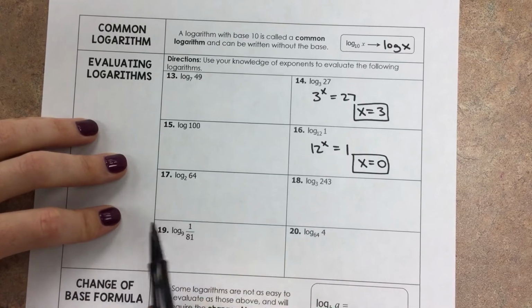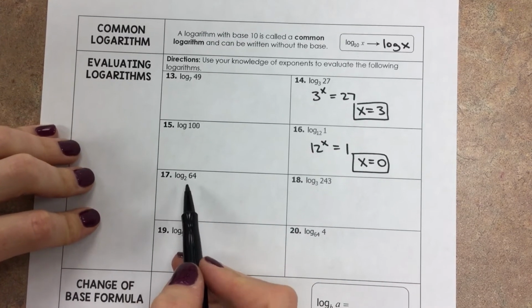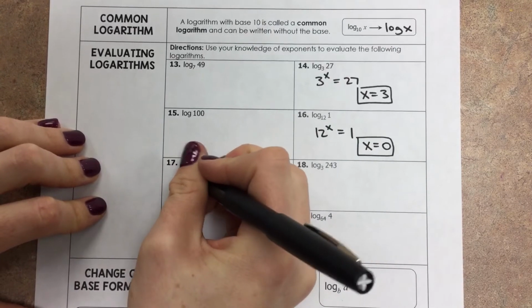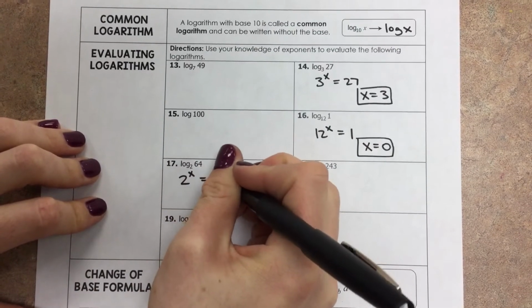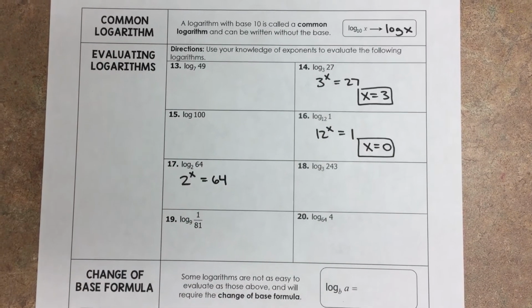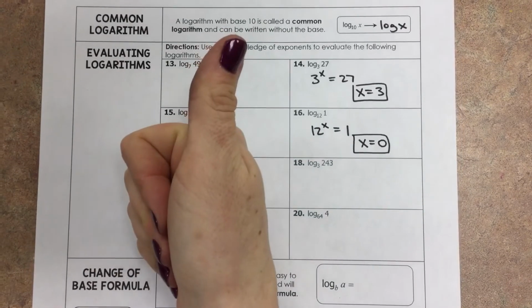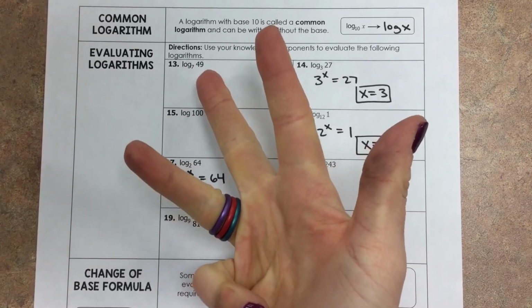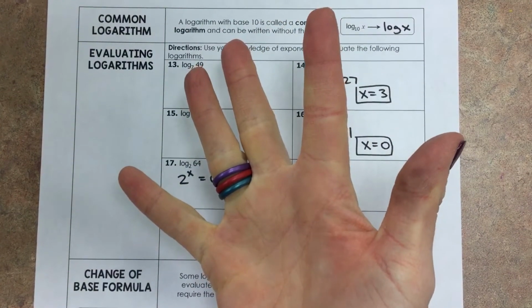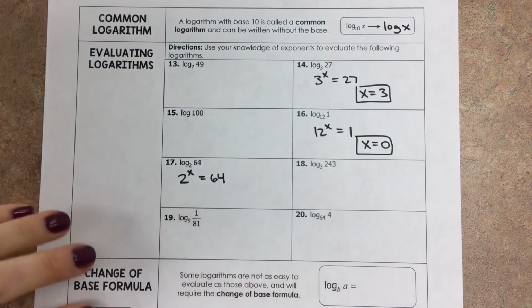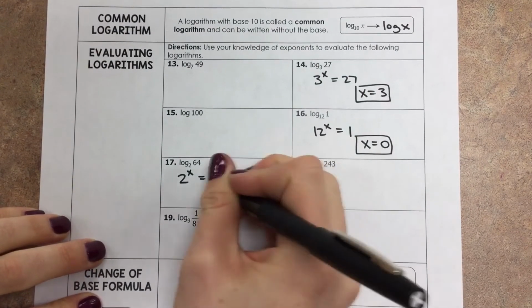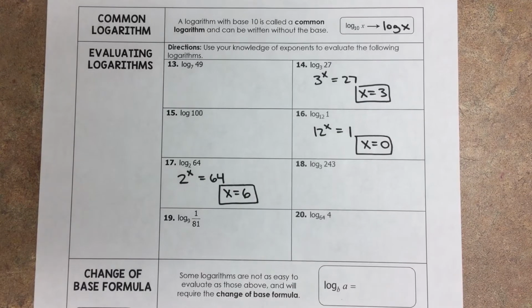Let's do number 17. Log base 2 of 64. What power of 2 equals 64? So to translate, what power of 2 gives us 64? You might not know this one, but let's count through some powers. 2 to the first is 2. 2 to the second is 4. 2 to the third is 8. 2 to the fourth is 16. 2 to the fifth is 32. And 2 to the sixth is 64. So that missing exponent, that missing power would be 6.